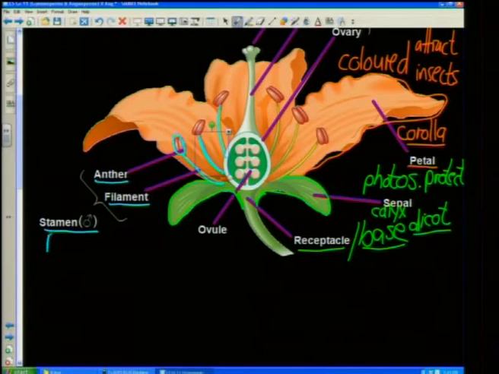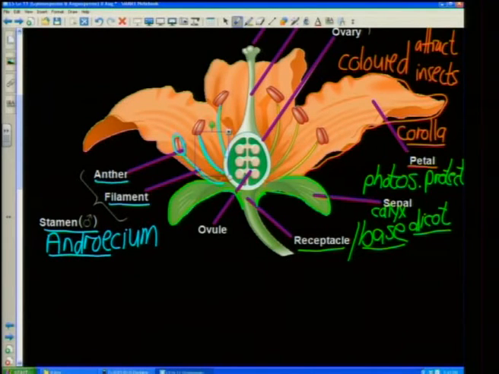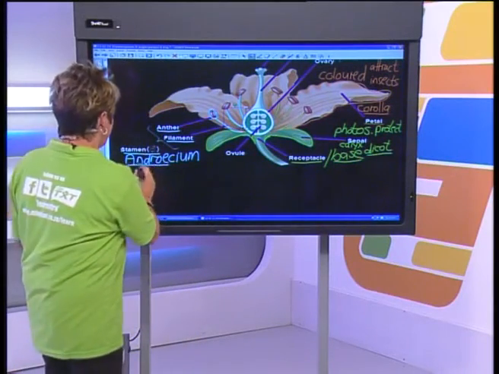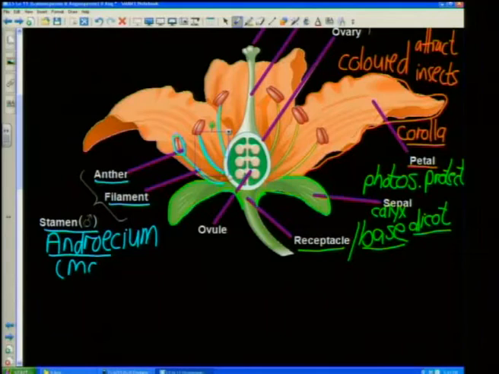I'm going to give you the proper name for this. I think you're going to have to know this for matric. Androecium. That's a big word. A way to remember this as well: Andrew. You don't spell it like that, but Andrew is just a way to remember it's a boy's name. So that is the male reproductive part of a flower.